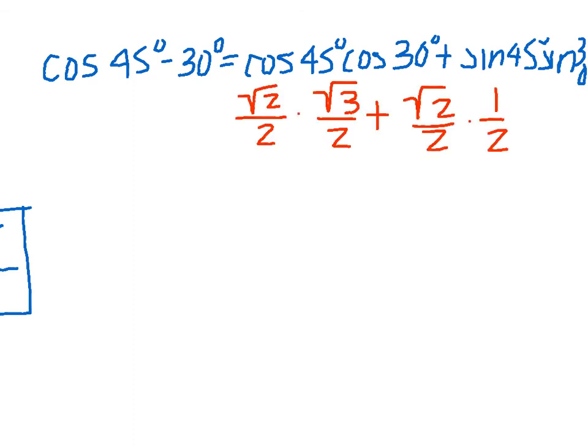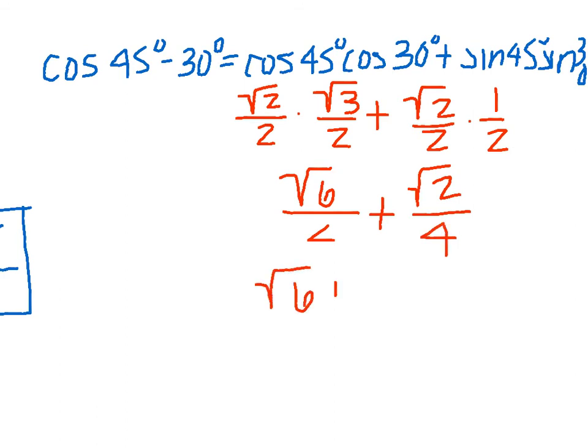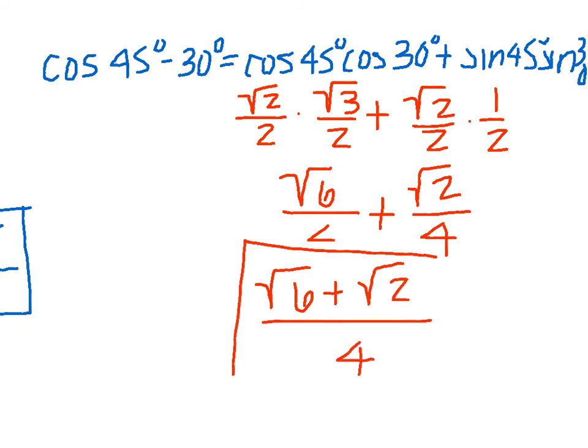So I have root 2 over 2 times root 3, which is root 6 over 4. And my other fraction, root 2 times 1 is root 2, and 2 times 2 is 4. So I get root 6 plus root 2 over 4. Now if you guys notice, this answer looks very different from what we found when we did half angle. However, they are equivalent answers, and on the test, either of those would be counted as correct.